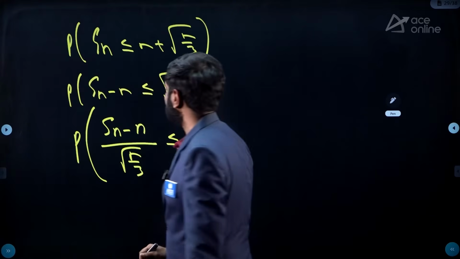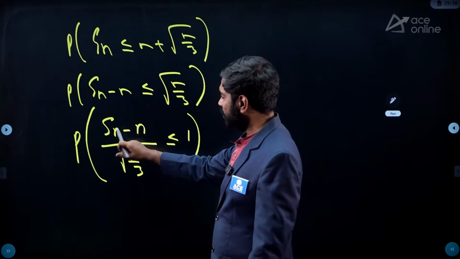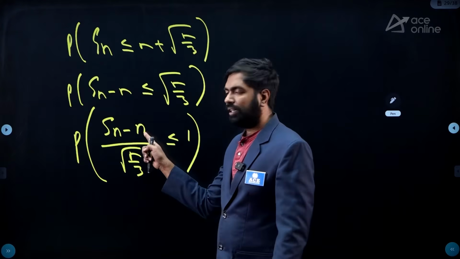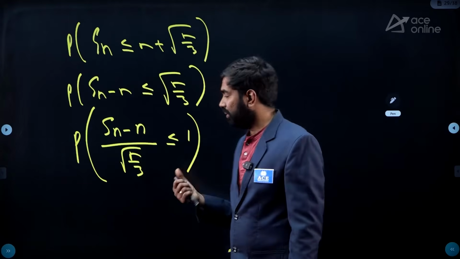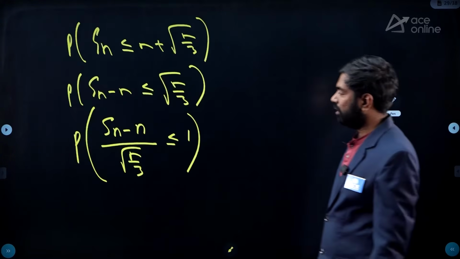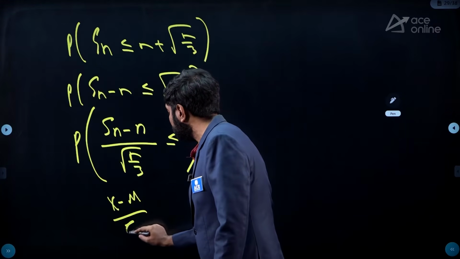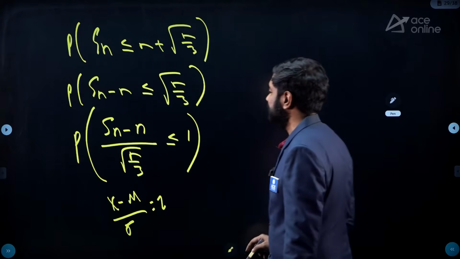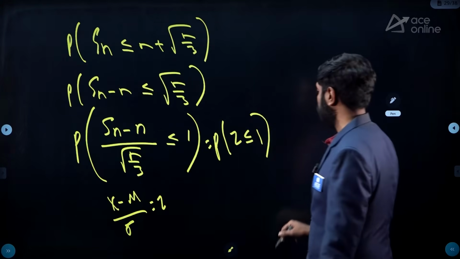Do you know how this resembles? Sn is a normal random variable whose mean is n, and you have divided with the standard deviation of Sn, because what is the standard deviation of Sn? It is root of n by 3. This clearly resembles x minus mu by sigma, where we replace with z. So this is same as the probability of z less than or equal to 1.